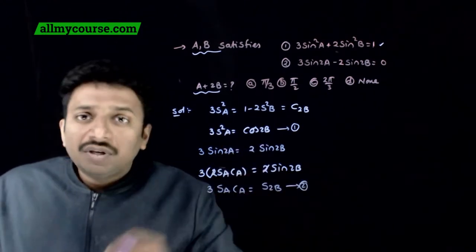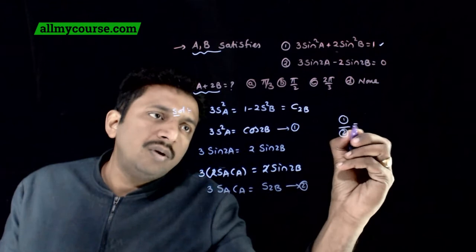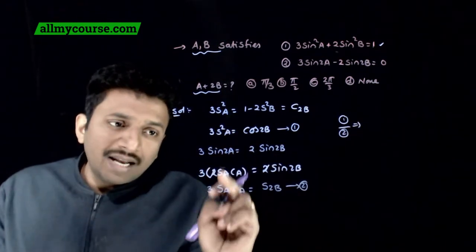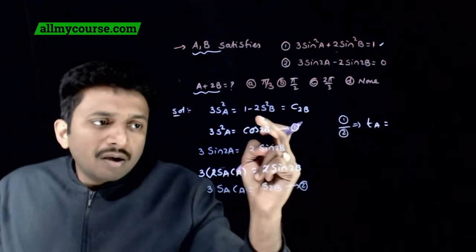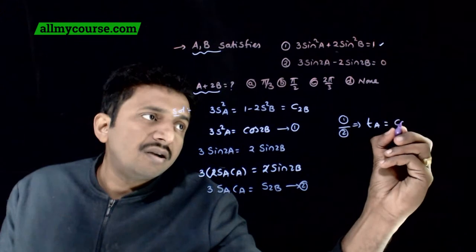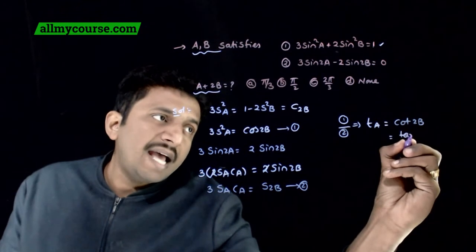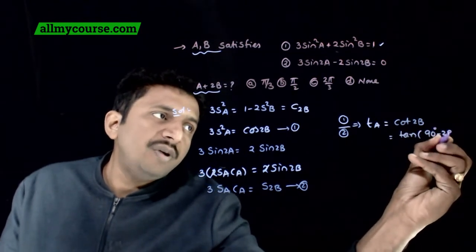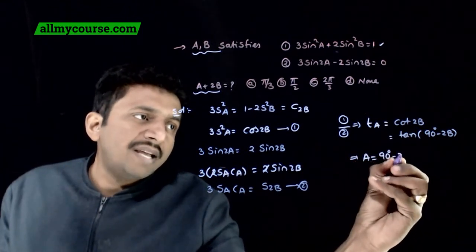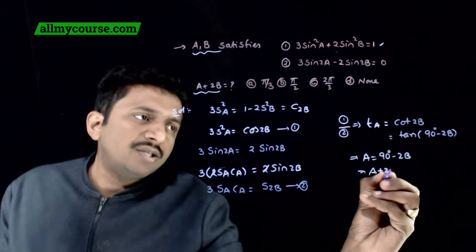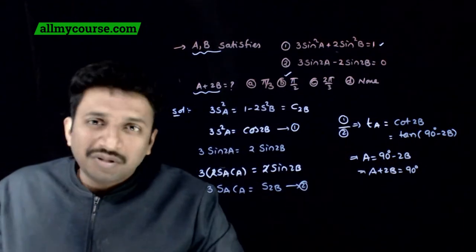Now I'll divide the first equation by the second equation, see what I get. So if I do 1 divided by 2, the 3 and 3 get cancelled, and one sin A and one sin A get cancelled. So you have sin A by cos A, which is equal to tan A, is equal to cos 2B by sin 2B, which is cot 2B. So cot 2B is nothing but tan of 90 degrees minus 2B from complementary angle formulas. So this implies A is equal to 90 degrees minus 2B, and this implies A plus 2B is equal to 90 degrees, which is equal to pi by 2. So option B is the right answer.